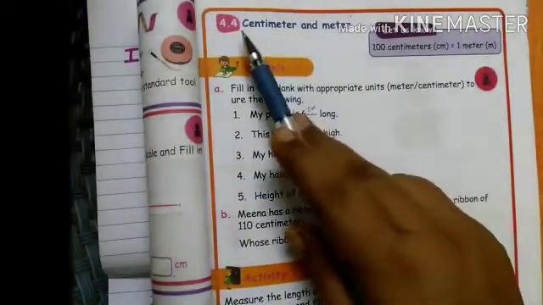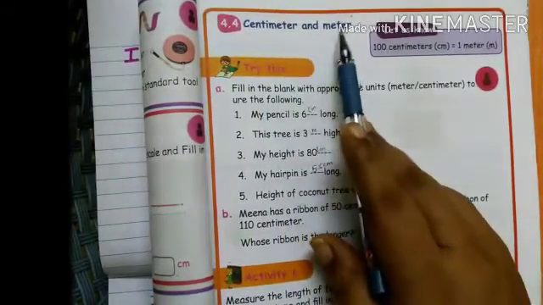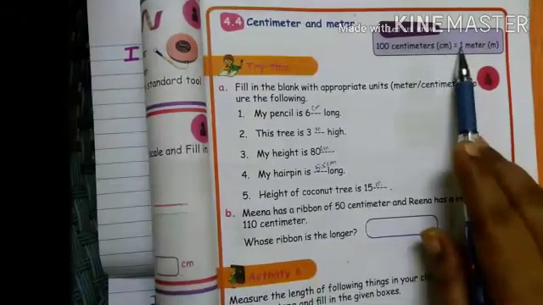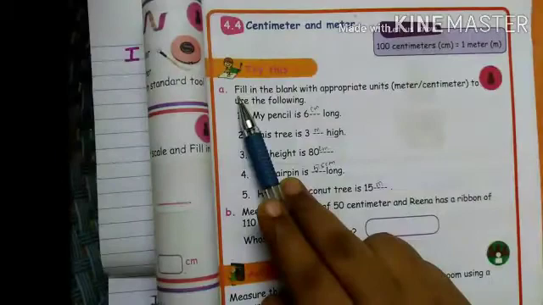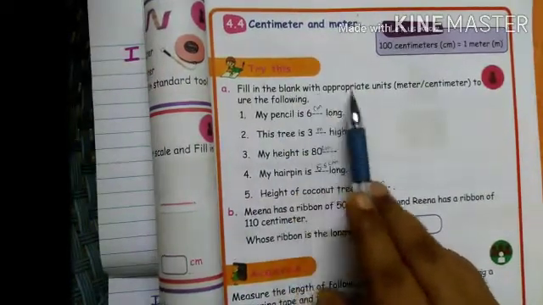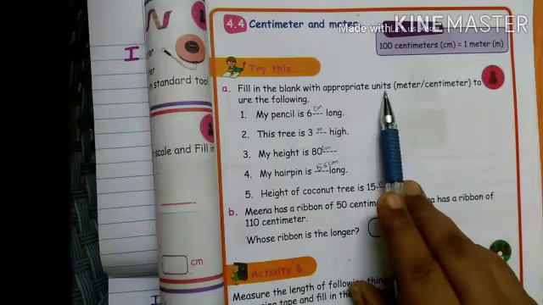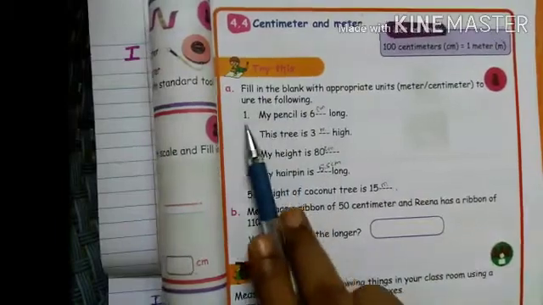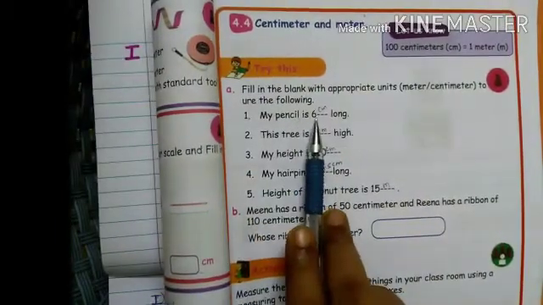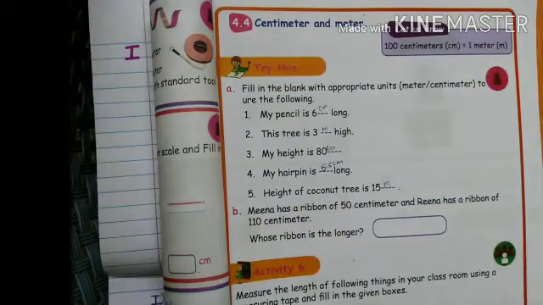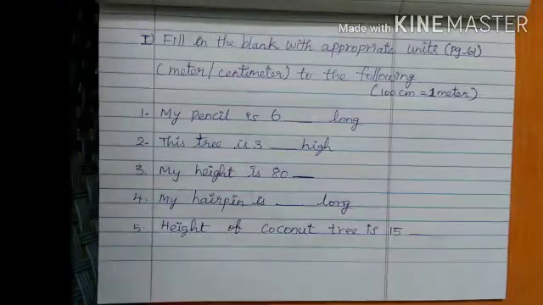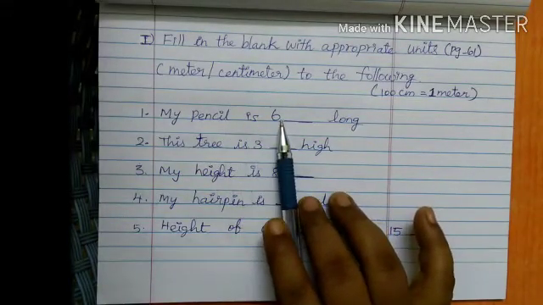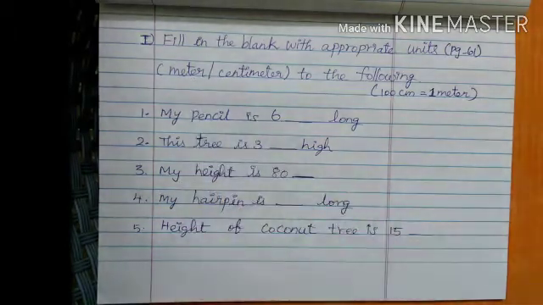Shall I move now? 4.4 centimeter and meter. 100 centimeter equals 1 meter. I give now Roman numeral 1. Fill in the blanks with the appropriate units. The units given are meter and centimeter. First one: my pencil is 6. Already you learned the concept of measurement. Here it is a pencil. So you find out now whether it is meter or centimeter.